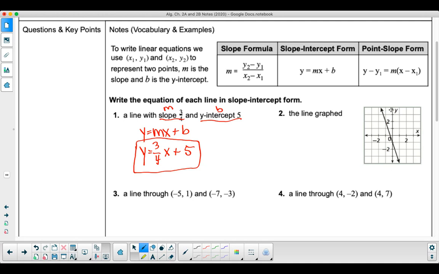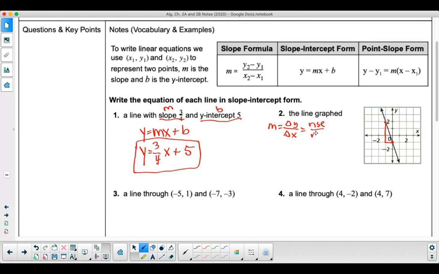All right, if we are given a graph, if you have a graph, you can use the graph to find your slope and your y-intercept. So then we can just use y equals mx plus b. So m is change in y over change in x. So in order to do that, you want to find 2 points on your line and find the rise and the run.